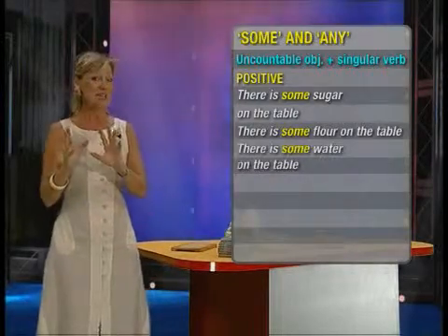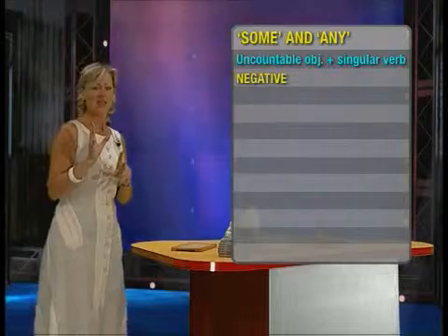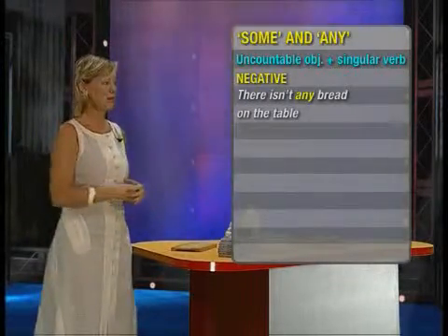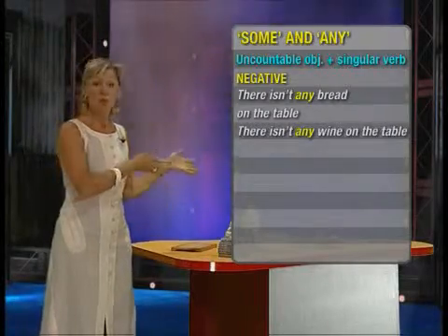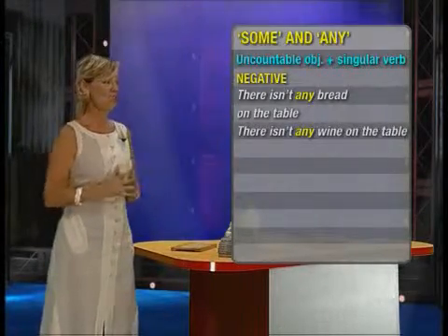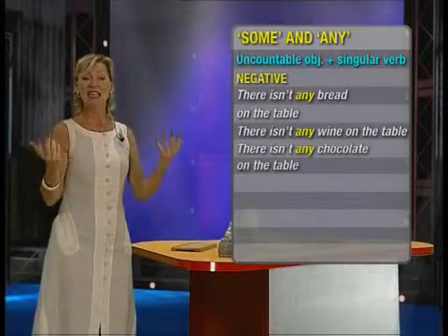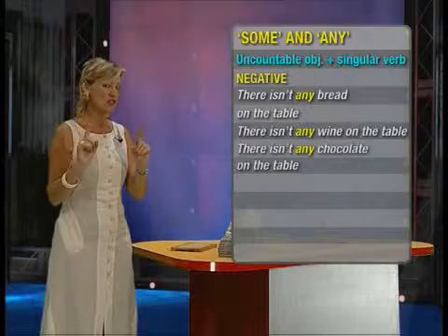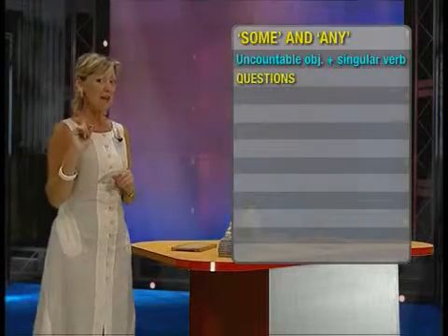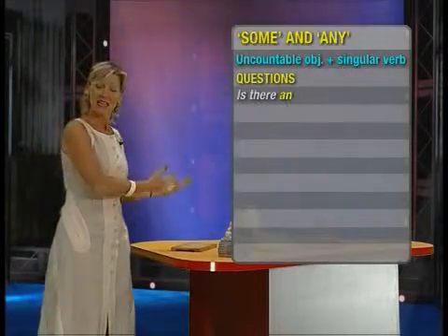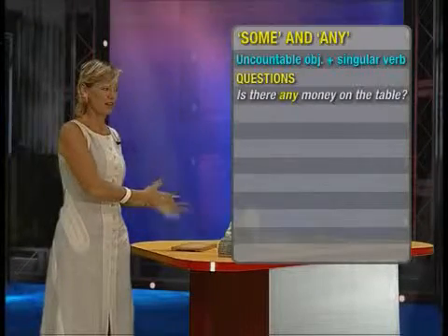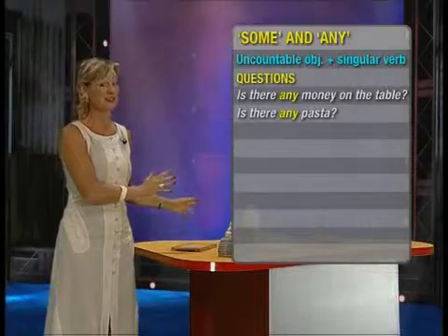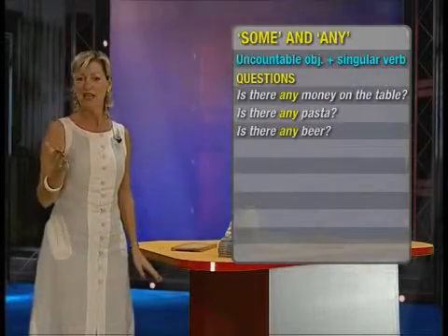Okay? Negative, again, we use any. We say there isn't any bread on the table. There isn't any wine, a liquid, on the table. There isn't any chocolate on the table. All right? Questions, again, with the singular verb and any. Is there any money on the table? Is there any pasta? Unfortunately not. And is there any beer?